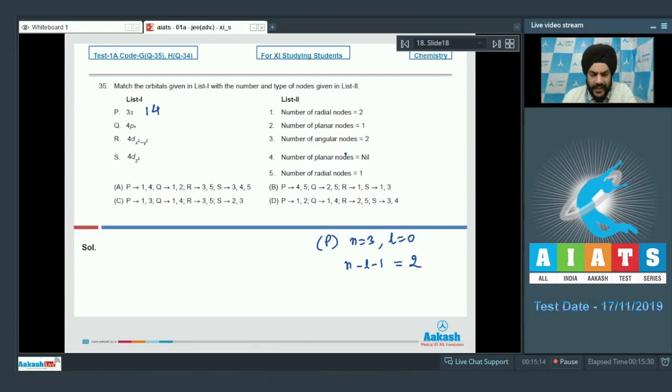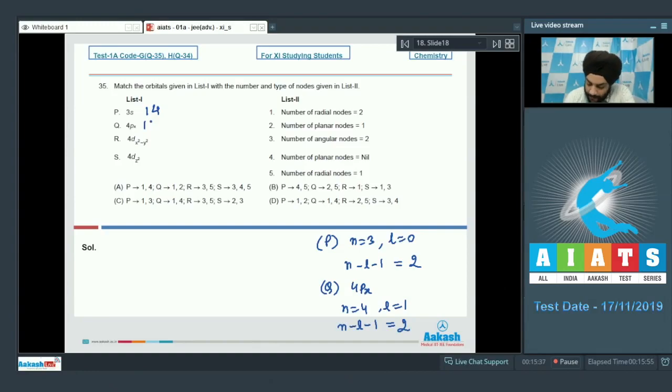Let's look at the second option now. We have 4px. Okay. So if we talk about the second orbital, we have 4p. So if we talk about 4px orbital, students, the value of n is equal to 4, the value of L is equal to 1. So if we talk about the number of radial nodes, it will be given by n minus L minus 1, which shall be again equal to 2. So it has 2 radial nodes again. So 1 will be a match.